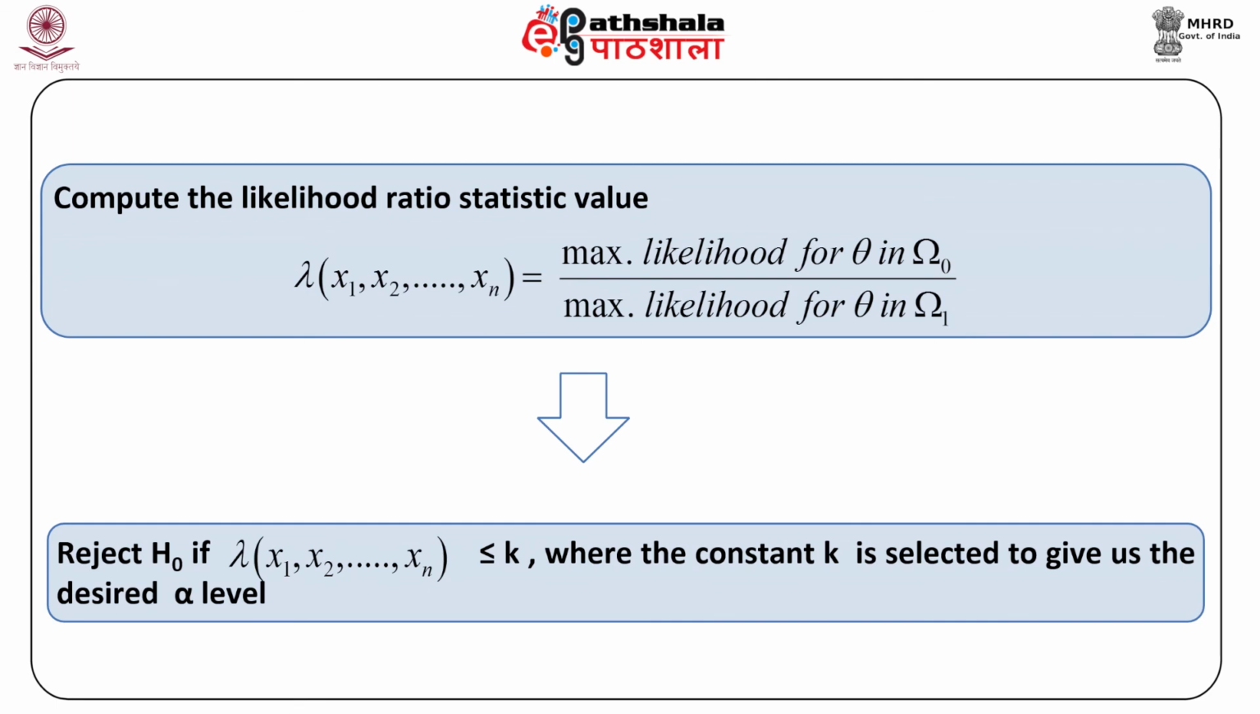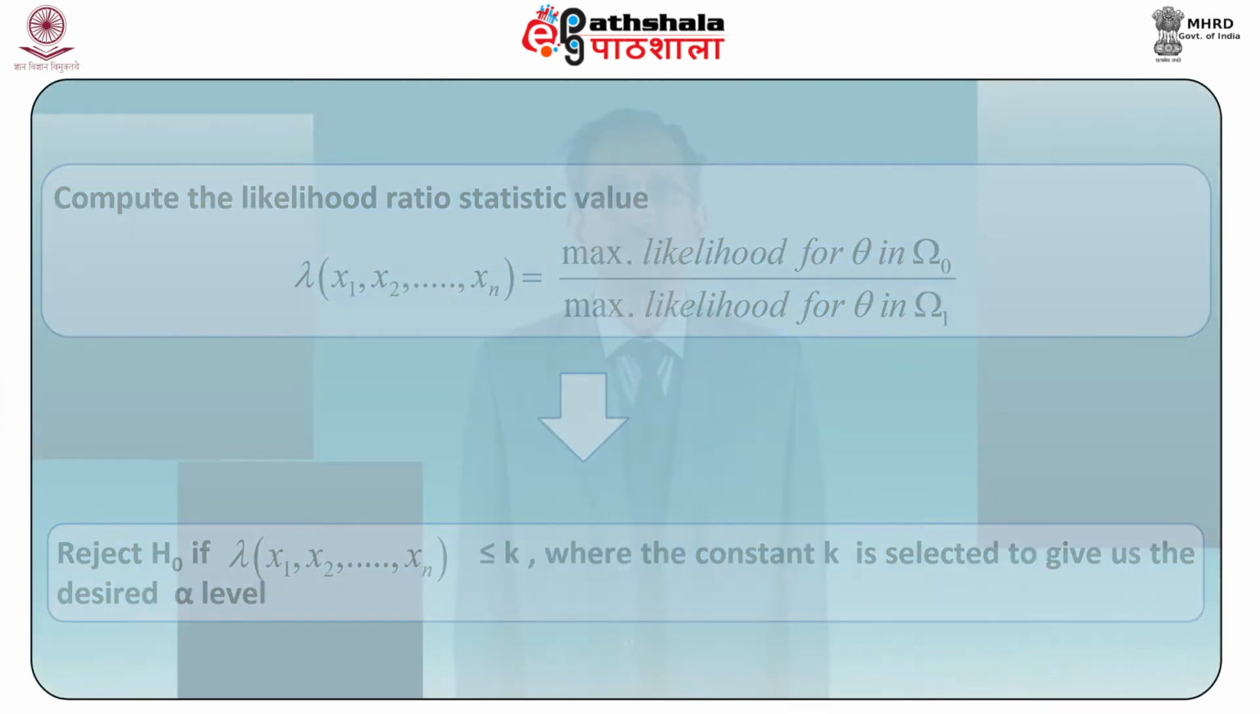The last step is to reject the null hypothesis H0 if this lambda is less than or equal to k, where the constant k is selected to give us the desired alpha level. The ratio will have a small value if the sample is more likely to have come from a population with theta in phi 1, and we can reject the null hypothesis in such situations. Tests based on the likelihood ratio principle are the best tests among all tests, as these minimize beta for the desired alpha level.